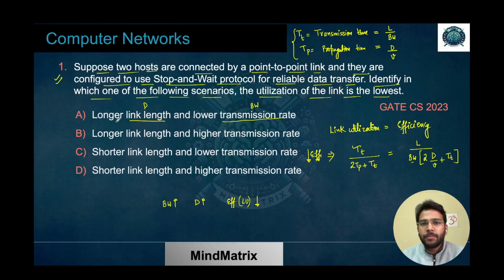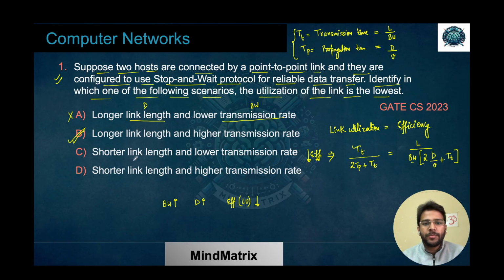So if you read the options one by one, option A is saying longer link length and lower transmission rate. Is that correct? Longer link length is fine, but lower transmission rate, no, we want higher transmission rate. So this is incorrect. Option B says longer link length and higher transmission rate. Yes, this is correct. In this scenario we will be getting the link utilization as the lowest.